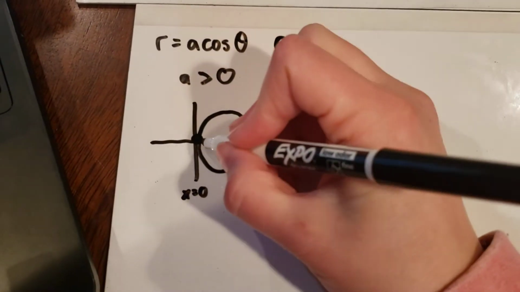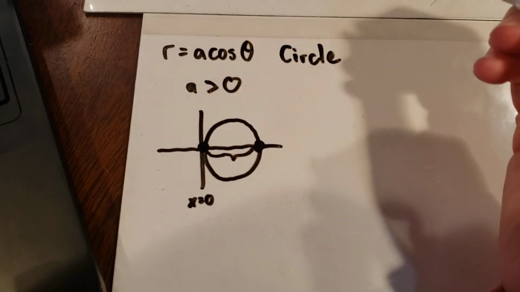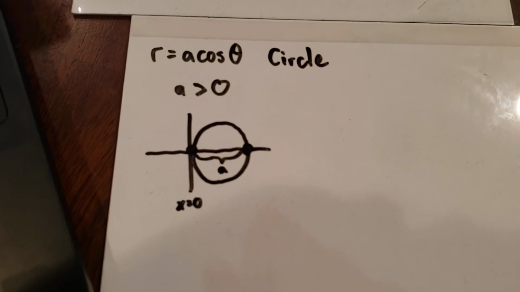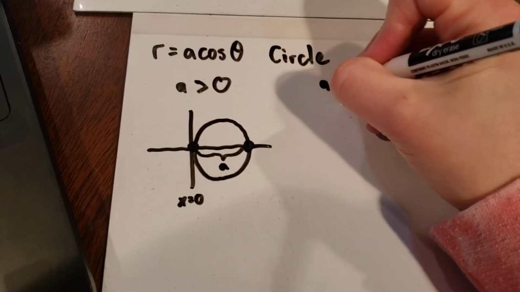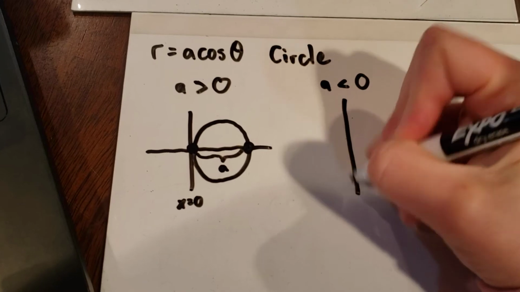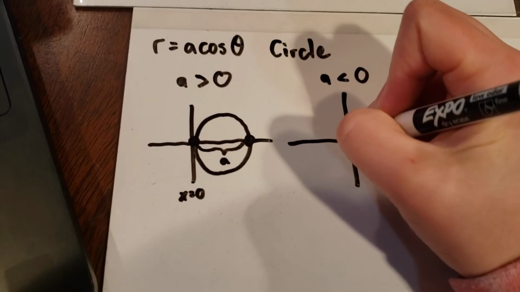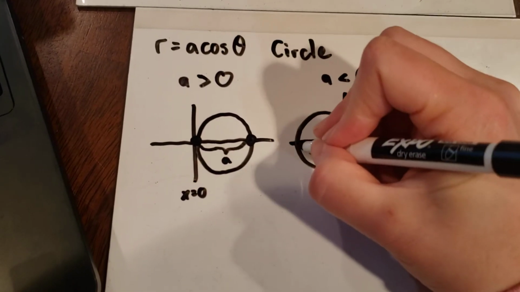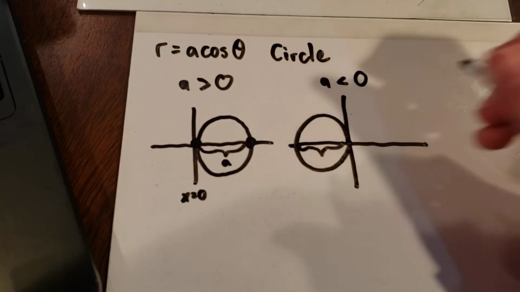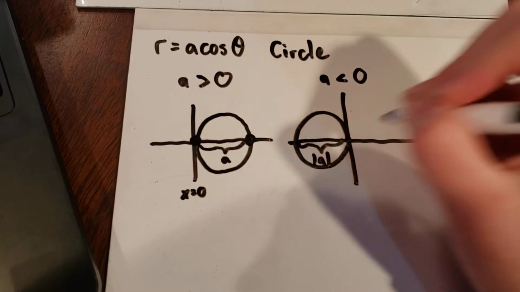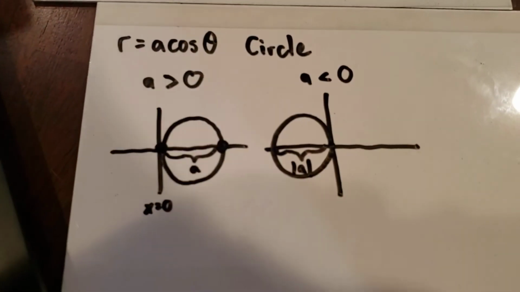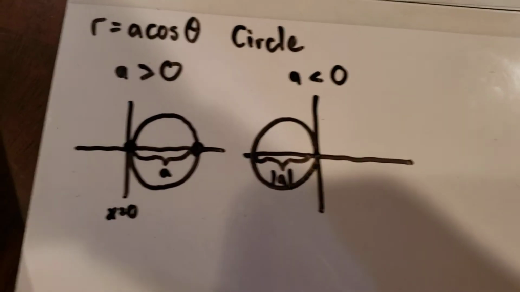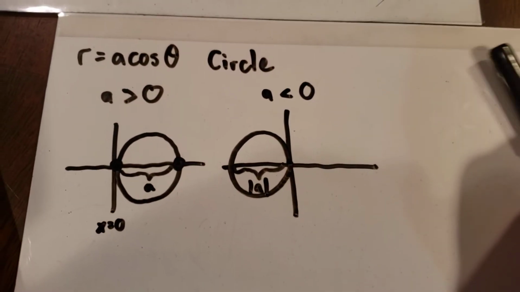Now, the diameter will be a. If a is less than 0, you're going to have a circle that opens to the left. And we're not going to just write a, we're going to write the absolute value of a, because the negative part of a is making it flip to the left-hand side over the line x equals 0.